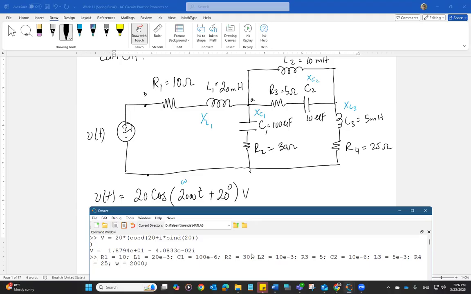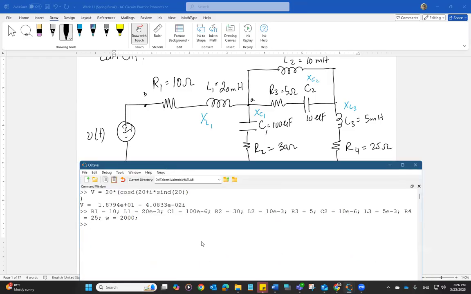So make sure you check one more time. R1 is 10, L1 is 20 milli, C1 is 100 micro, R2 is 30, L2 is 10 milli, R3 is 5 ohms, C2 is 10 micro, L3 is 5 milli, R4 is 25 ohms, and omega is 2000 radian per second. All right, after doing this, we are going to calculate the reactance of each of the inductor and capacitor. So XL1 is equal to i times omega times L1.